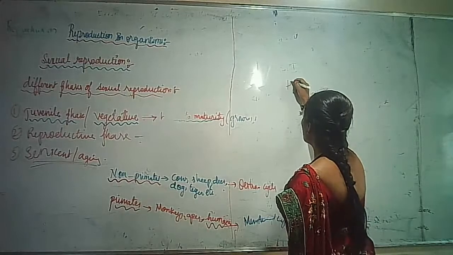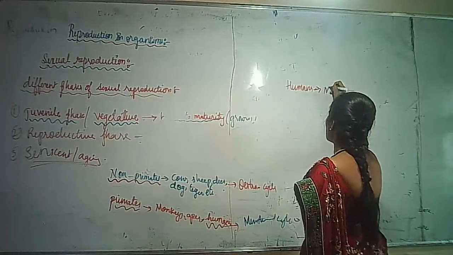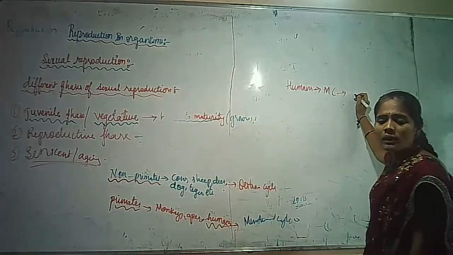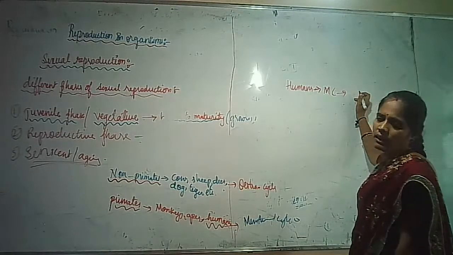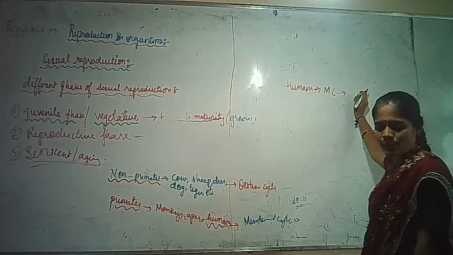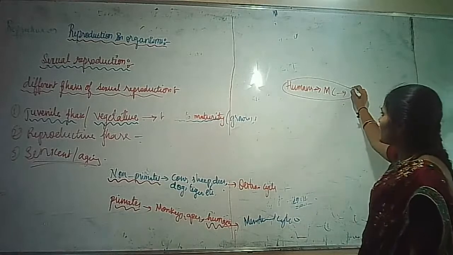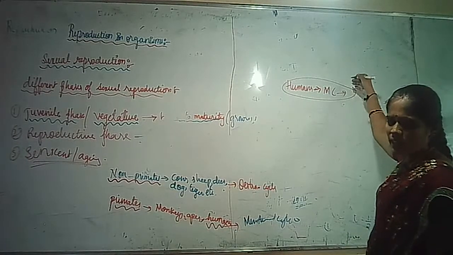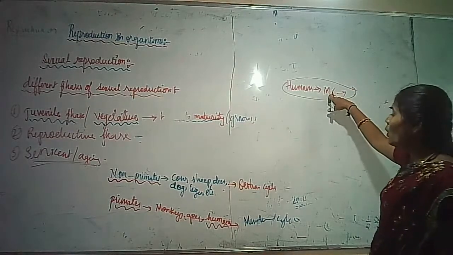So, in human beings, for example, once the menstrual cycle begins, the female is capable of reproducing until the menstrual cycle stops in her life, at around 40 to 45 years of age. She can reproduce anytime. In males also, once maturity is reached, sperms are produced continuously in the testes and ovules are produced continuously in the ovaries.